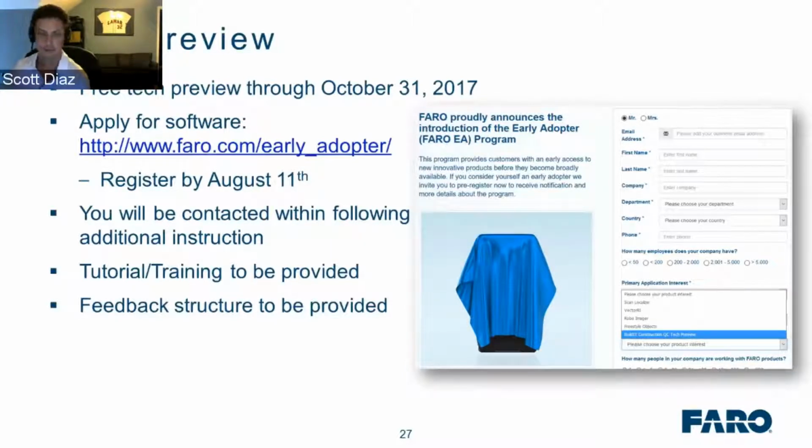What you're going to do is visit the link. You need to register by August 11th. And when you fill out the form, at the drop down here you're going to see an option for BuildIT Construction QC Tech Preview. So that's what you want to choose in the form. Now, if you are already an EA member, doesn't matter. Just go to this and choose BuildIT for Construction QC Preview. We'll make sure not to double you up, but we need that for the count on who's actually interested in testing the software.